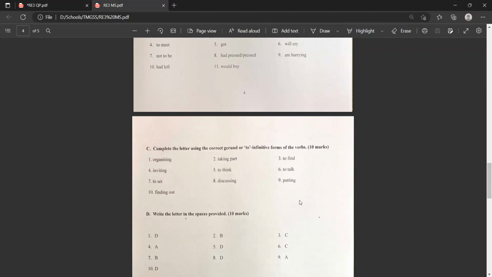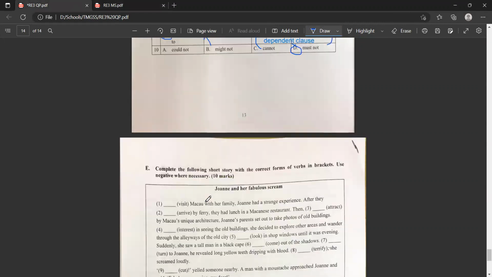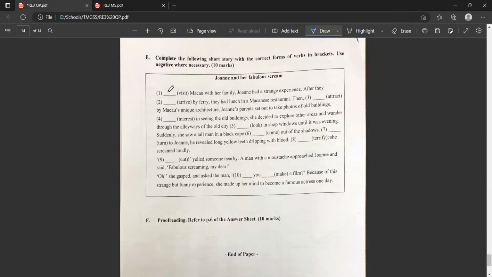All right, part E. The first word in the sentence is a verb. So it is a participle phrase. It will be either a present participle phrase or a past participle phrase.